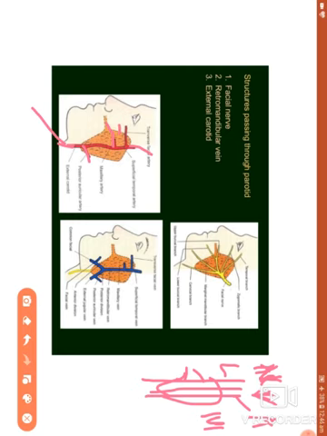Then see the veins. This is the superficial temporal vein; the transverse facial vein and maxillary vein join to form the retromandibular vein. It has two divisions, anterior and posterior. The anterior joins with the facial vein to form the common facial vein. The posterior division joins with the posterior auricular vein and forms the external jugular vein, which finally drains into the subclavian vein.